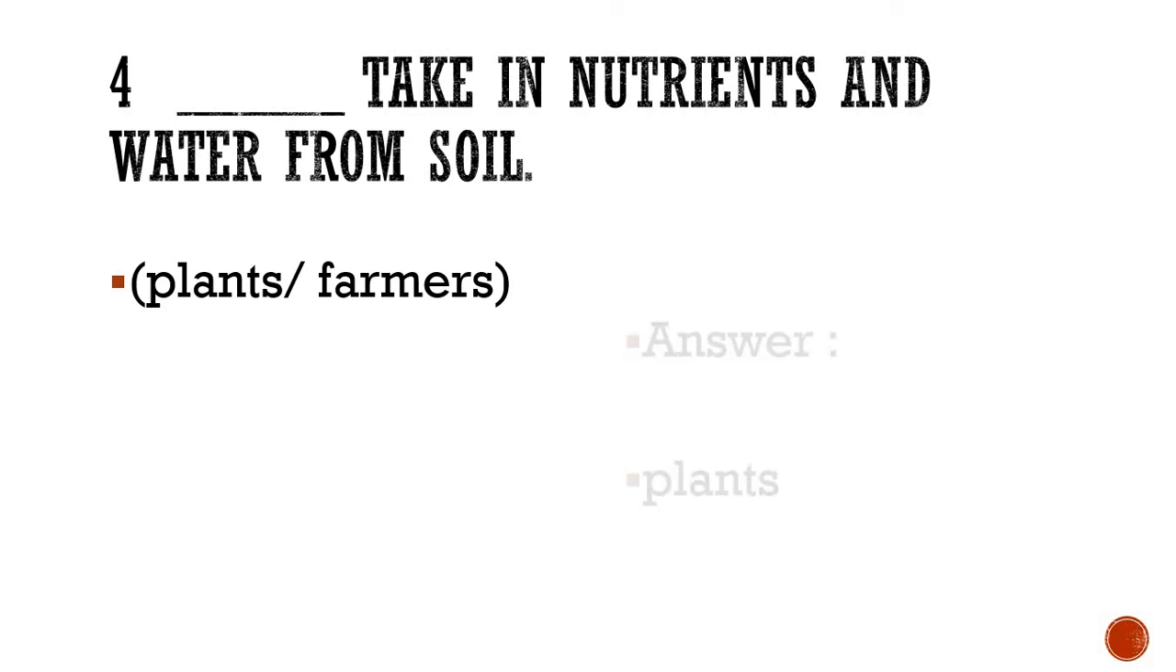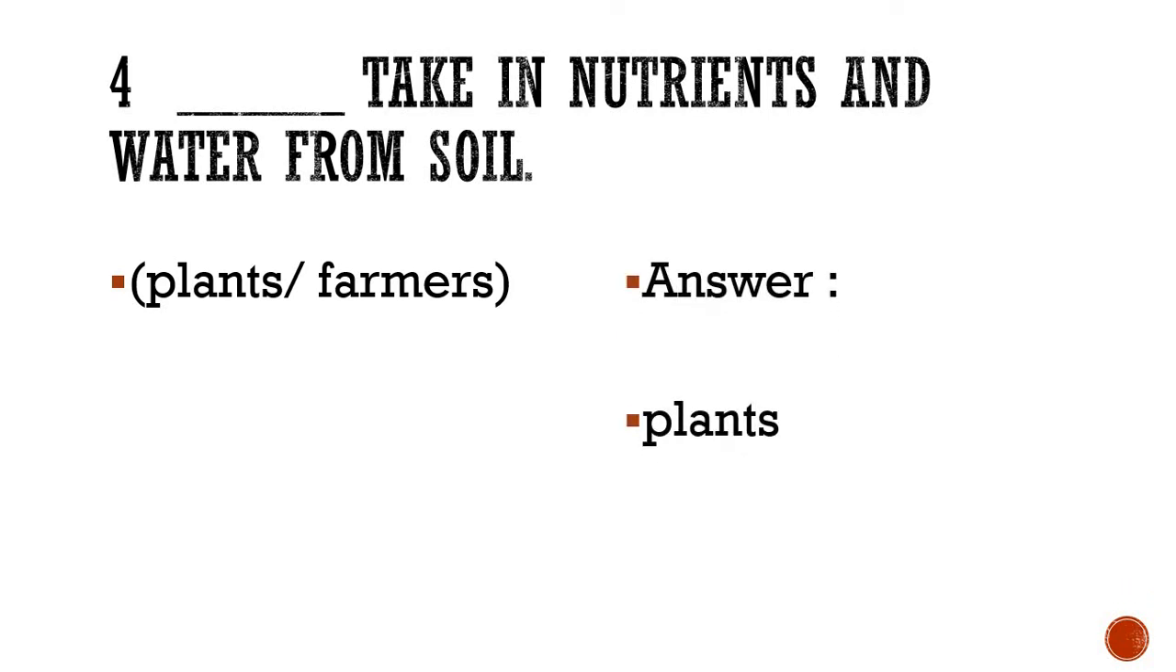Okay, moving on to the next one, number 4. Dash take in the nutrients and water from soil. Options are plants or farmers. Please write what you feel is the correct answer. If you have written the answer, please check your answers.